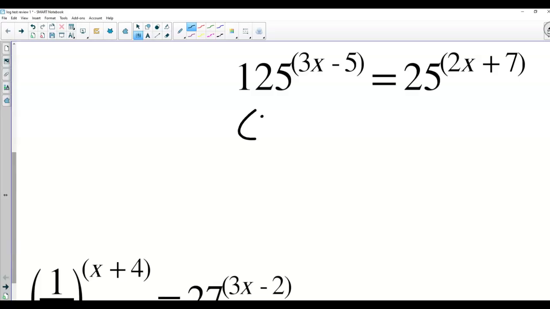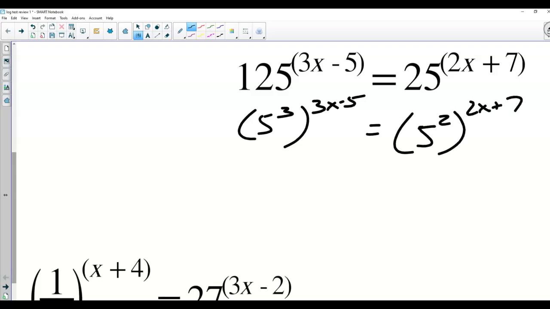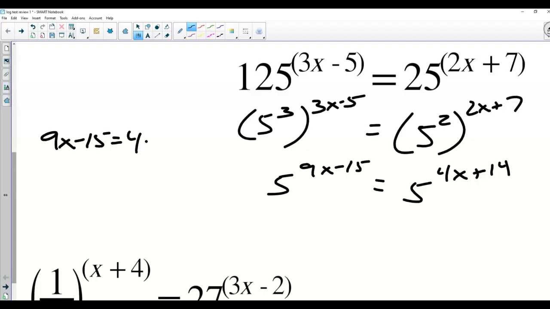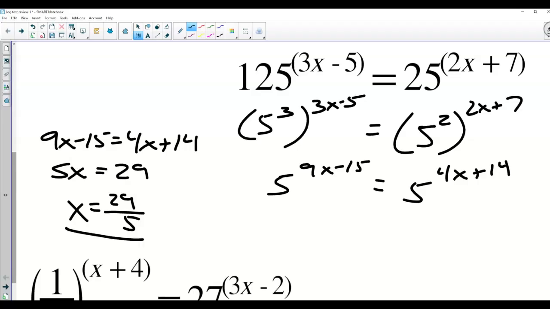Here, 5 cubed represents 125. Here, 5 squared represents 25. So 5 to the 9x minus 15, 5 to the 4x plus 14. Now I'm going to take both those exponents and set them equal. Once I have similar bases, I don't need them anymore for solving the problem. I've just got to set the exponents equal. I subtract 4x on both sides, I get 5x. I add 15 on both sides, I get 29. My answer is 29 over 5.